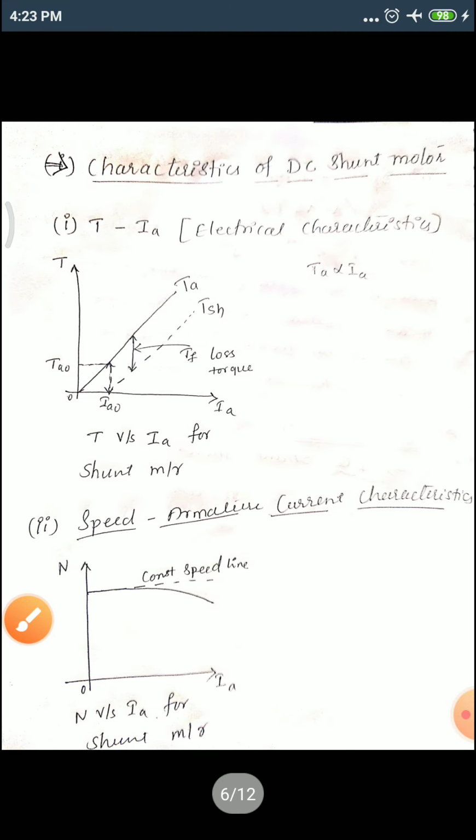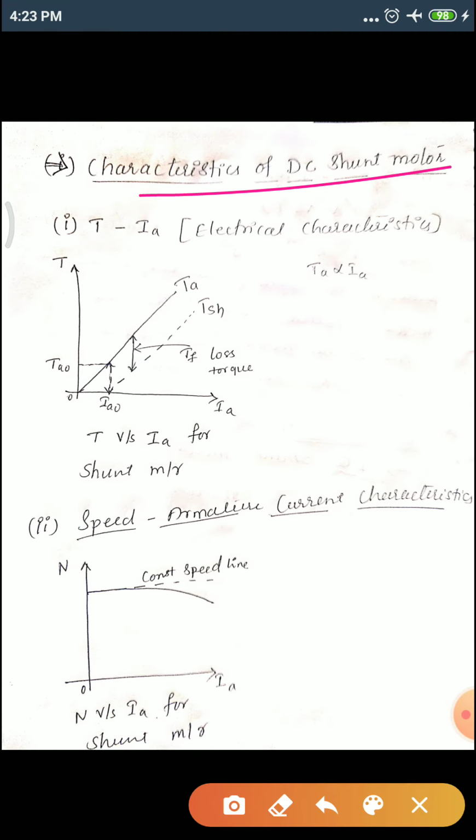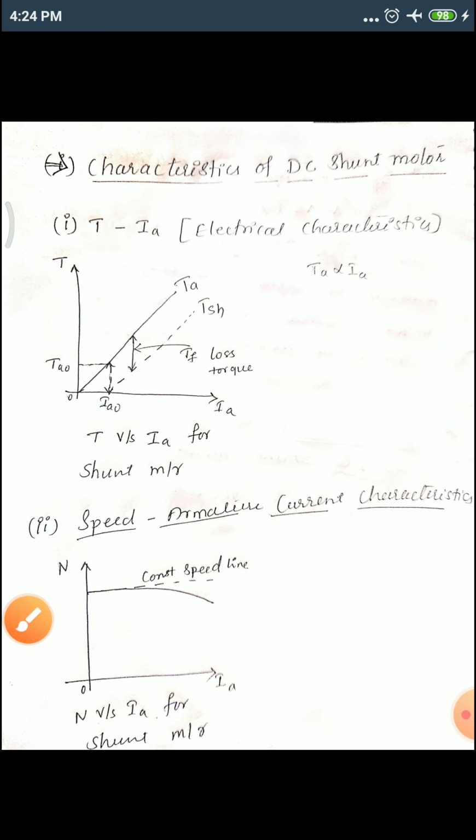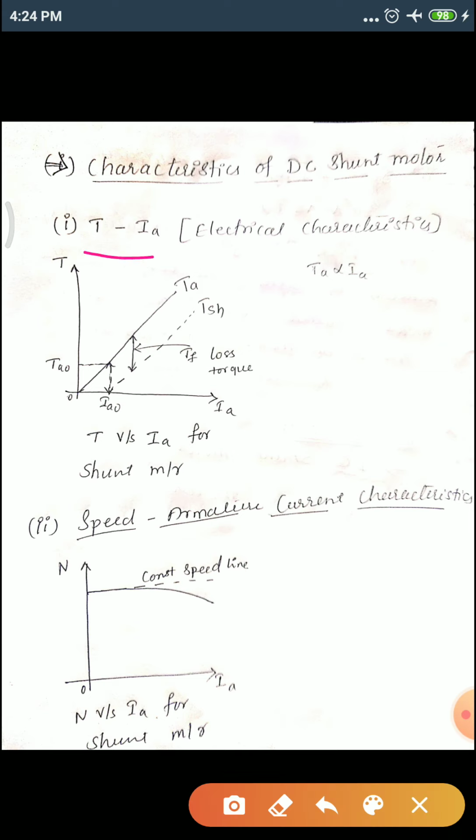Let's take the first one. For each machine, all three characteristics. First one is T versus IA, that is torque armature current characteristics. Then speed, that is N, speed armature current characteristics, and the last one is speed and torque characteristics. These three we have to study for each DC motor. Let's take the first one, which is regarding the DC shunt motor.